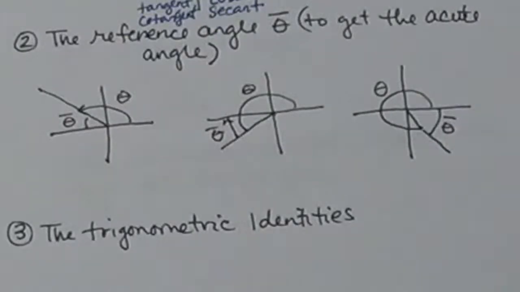So in the first picture here, if I'm looking at an angle in quadrant 2, then my theta bar, or my reference angle, is the acute angle to the x-axis. So the difference between pi, or 180, and my angle. If I'm looking at an angle in quadrant 3, then I'm going to take the angle minus 180 to figure out what the angle value is. And if I'm in the fourth quadrant, then I'm going to look at 2 pi minus my angle, and that's going to give me the reference angle in quadrant 4.